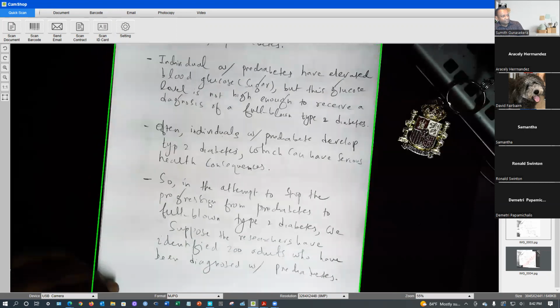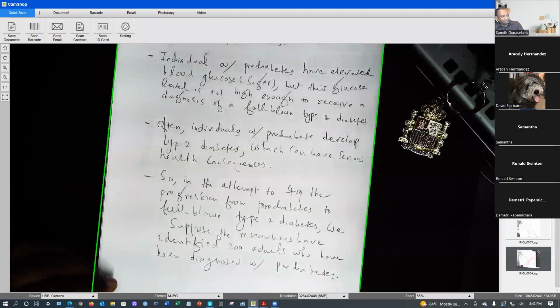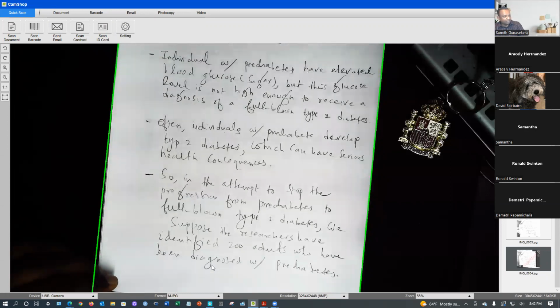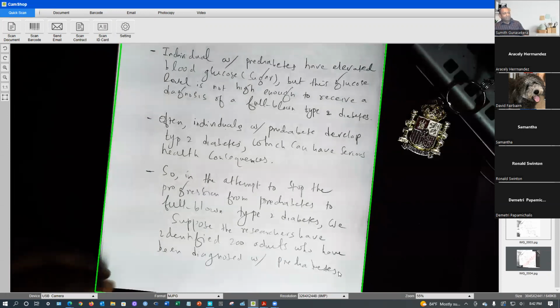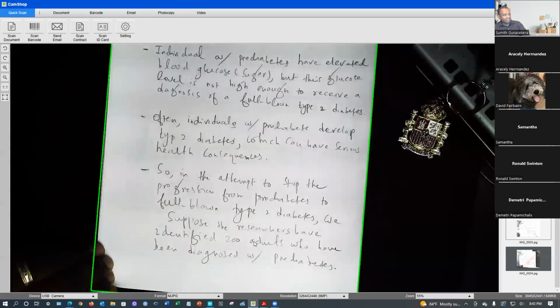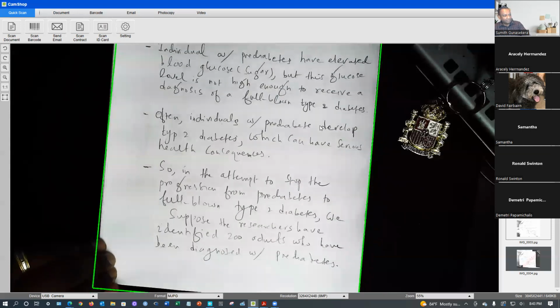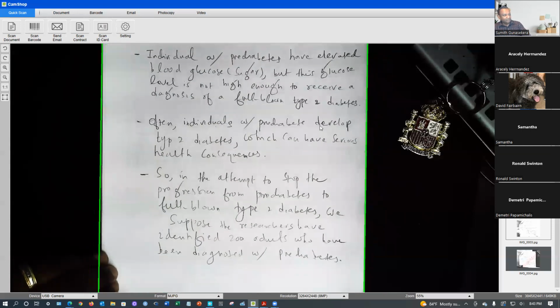So in the attempt to stop the progression from prediabetes to full-blown type 2 diabetes, suppose the researchers have identified 200 adults who have been diagnosed with prediabetes. For this research, they have reached people who have already been diagnosed with prediabetes, 200 people. But we want to make sure we're not going to let them get into full-blown type 2 diabetes. That's what our whole research is about, to prevent that.